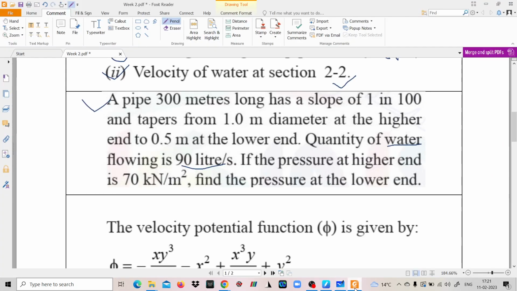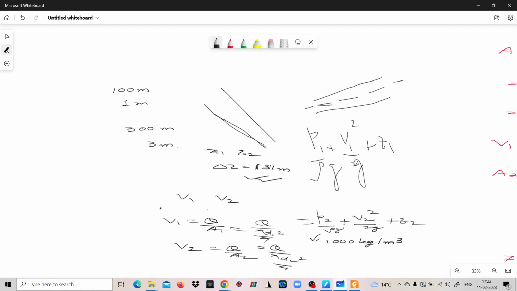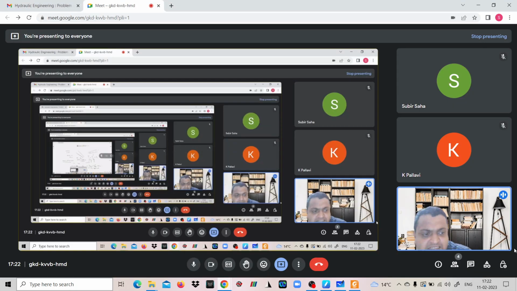The pressure at higher end is given to you, which is 70 kilonewton per meter square, or 70 into 10 to the power 3 Newton per meter square or Pascal. So you simply put in Bernoulli's equation and you will get the answer. Has anybody found the answer yet?